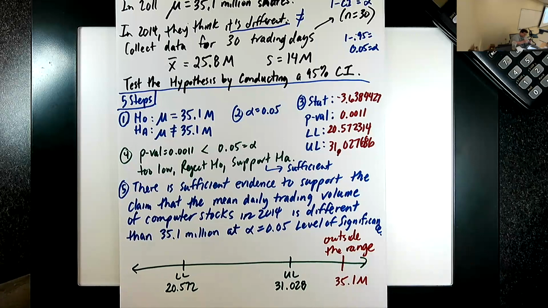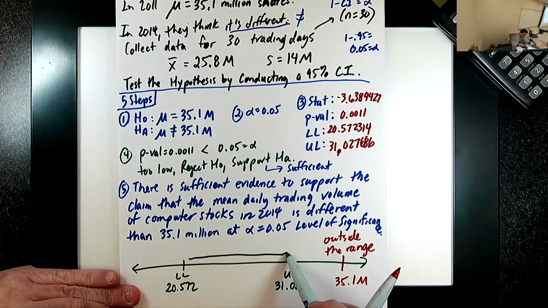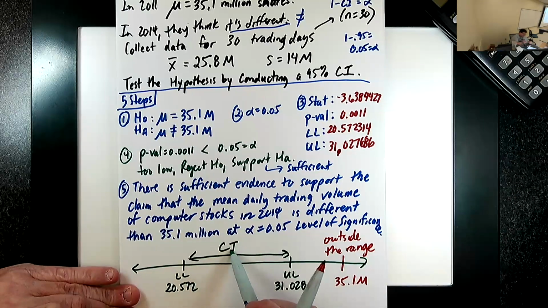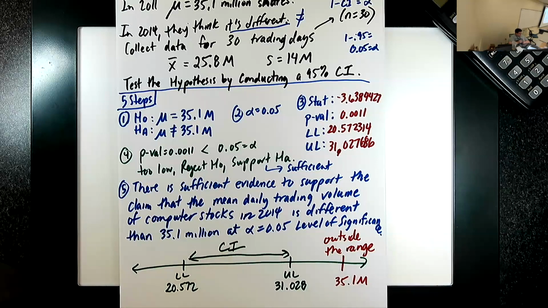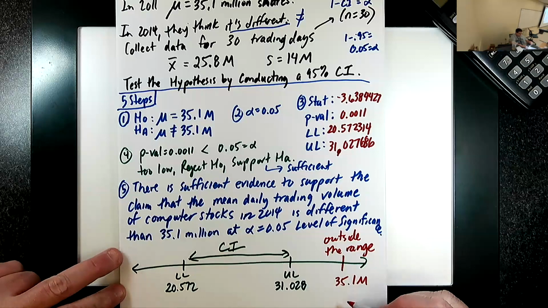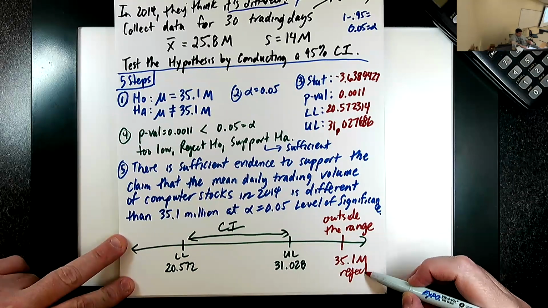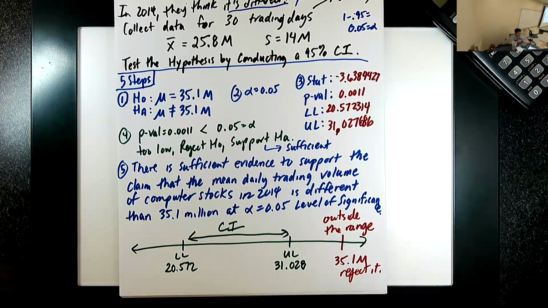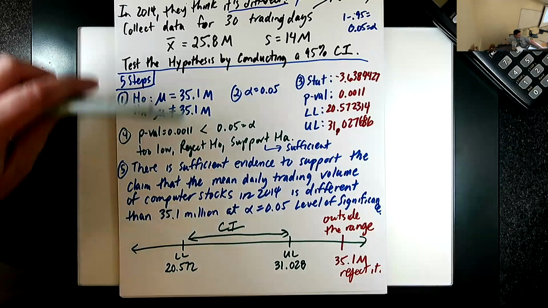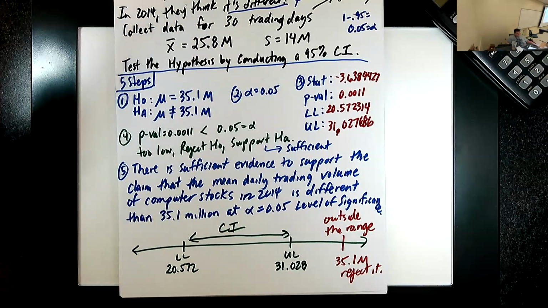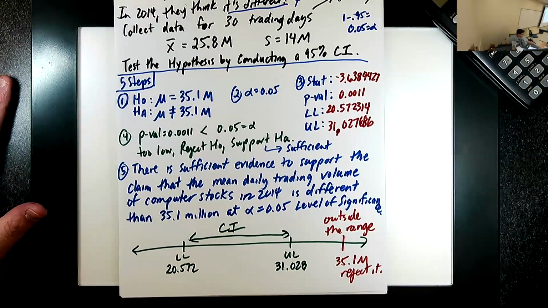This is our confidence interval. If it's in the confidence interval, it's safe. If it's outside the range, it means it's unusual, which means it's probably wrong. That's why we say we reject it. If 35.1 is correct, it's really unusual that we got the sample that we did. Does that make sense?